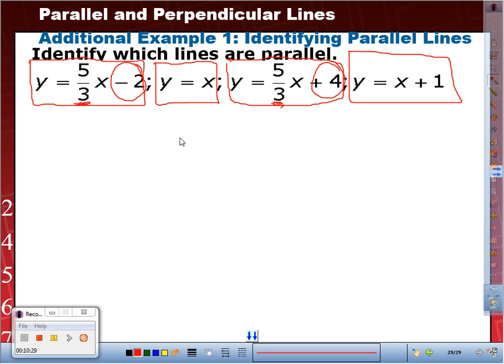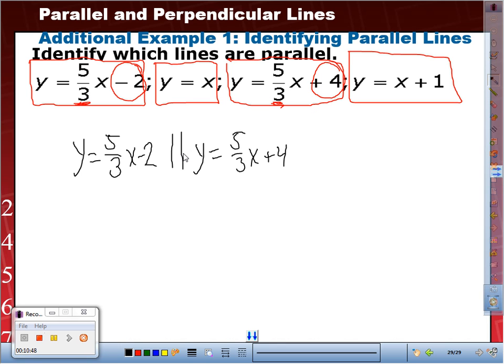Everybody understand that? So this is how I want you to write this. Once you identify, you write y equals 5/3 x minus 2, and look at this symbol, is parallel to y equals 5/3 x plus 4. And you can find the symbol in the word parallel, right? Let's find out right now. So this set of lines are parallel.